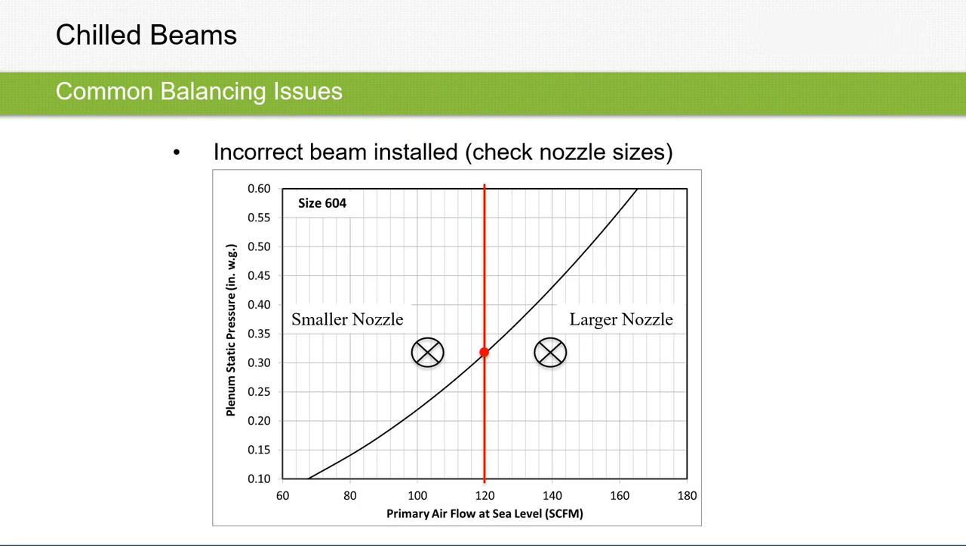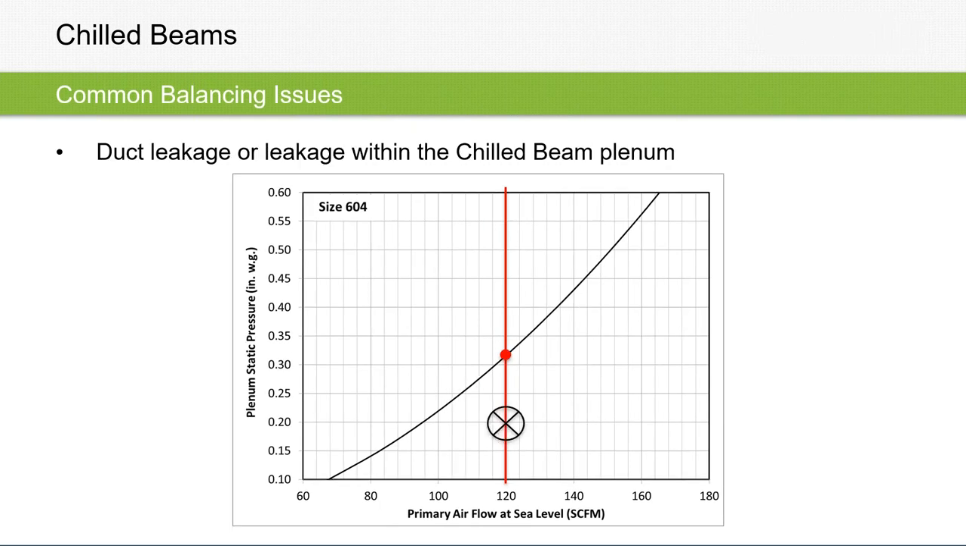If you do have an issue, maybe you've got the wrong nozzle size, what we'll see is if you have a smaller nozzle size, you're going to put the right CFM through that, and you're going to see a much higher pressure than you should. You're going to be above the curve. Alternatively, if you have a larger nozzle size than you needed, you're going to be below the curve. You'll get the right CFM through this, but you'll get a lower static pressure than you should have. That's one potential issue we would see on some job sites where they've mixed up the beams and put the wrong tag in the wrong location.